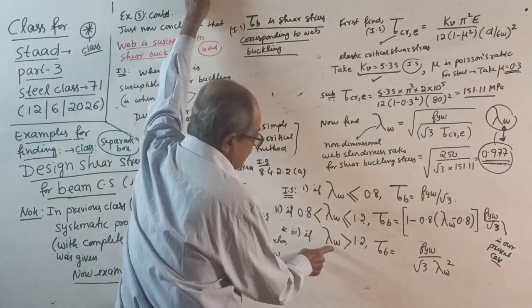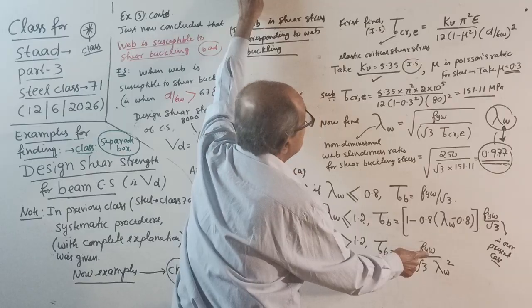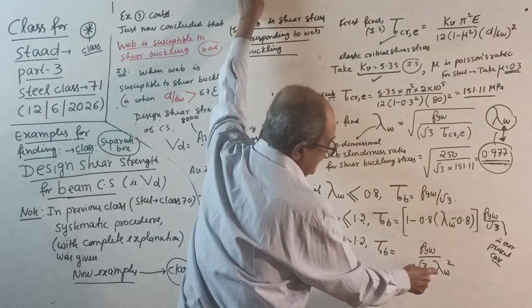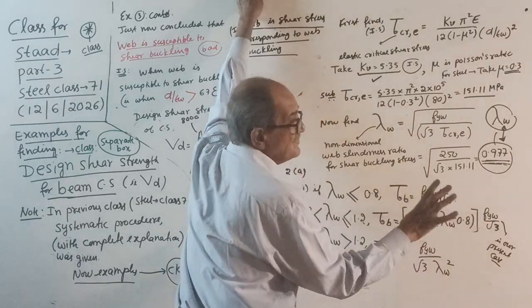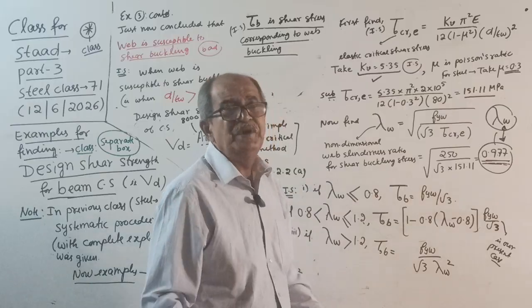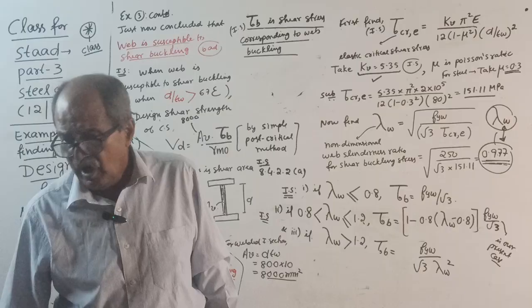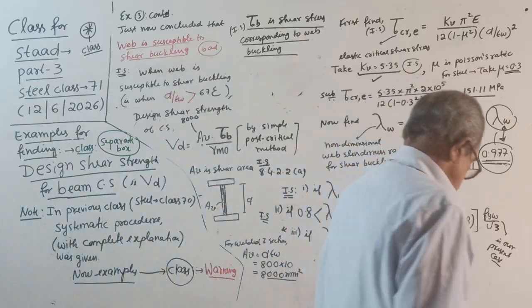If your lambda W comes more than 1.2, tau B equal to fyw, you already know it, by root 3 by lambda W square. Yes, somebody will tell, yes sir, whichever case comes we can do, because everything I am covering. Okay, now last step for this question.